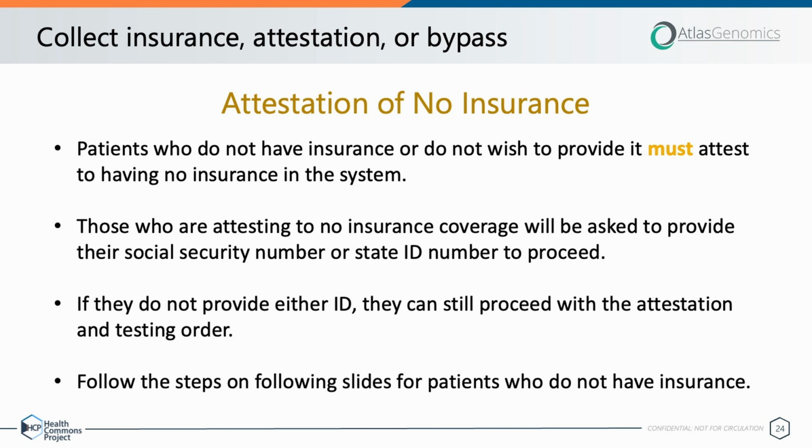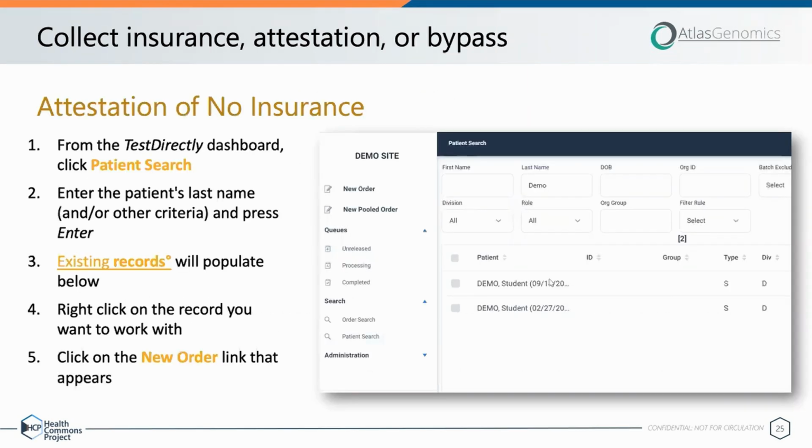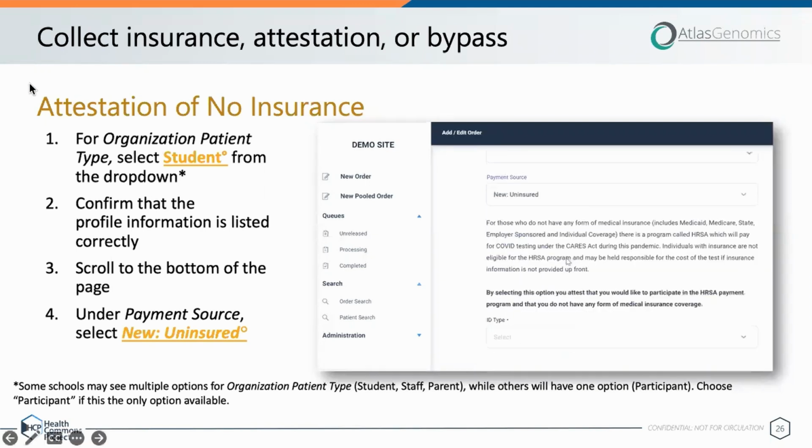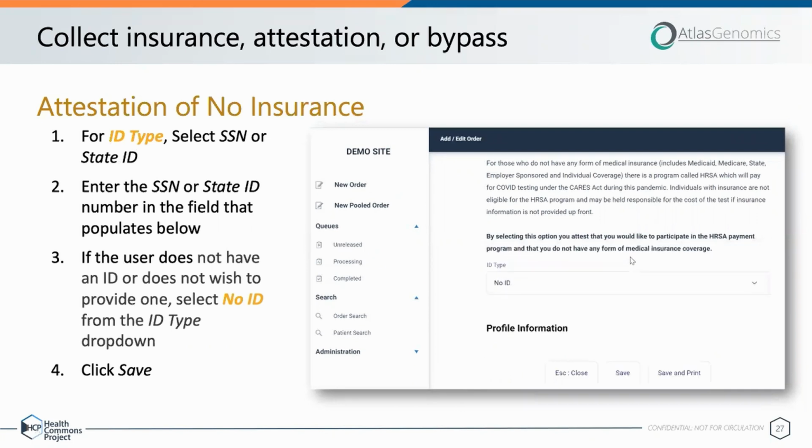Patients who do not have insurance or do not wish to provide insurance, they must attest to not having it. If they do not have insurance, it'll give them a drop down to collect either a state ID, a social security number, or there's another option that says no ID. We're not going to not test people because they don't want to give you their ID.